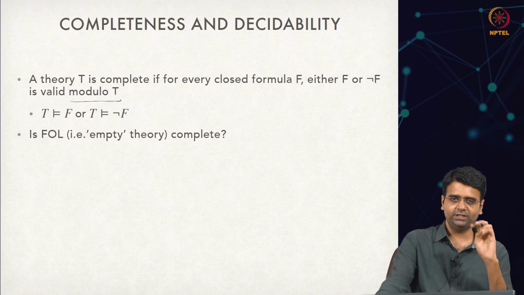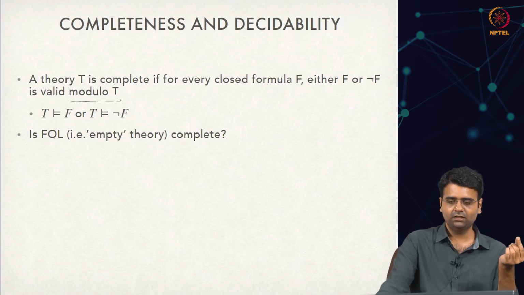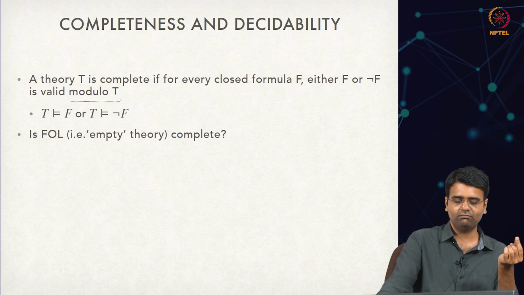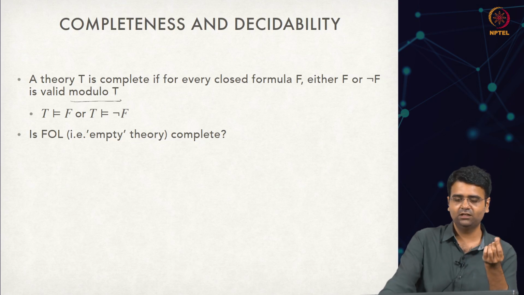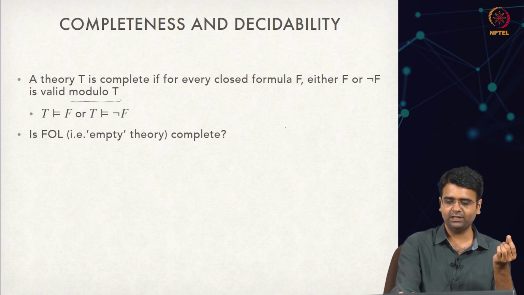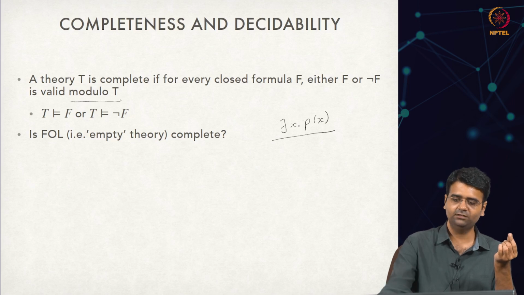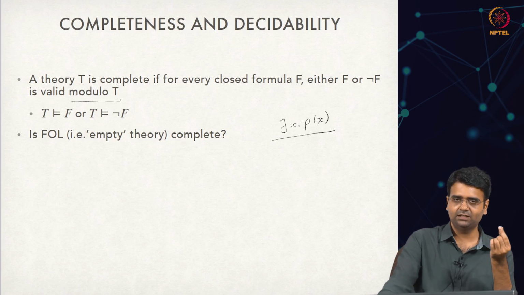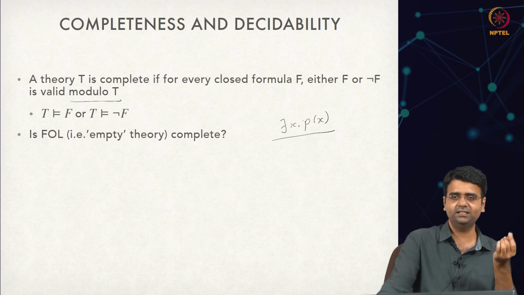Okay. So if you think about this question, are there closed formulas for which either that formula is valid or its negation is valid? So this is clearly not true. Because, for example, I can just consider the simple formula, there exists x P(x). So this formula is not valid. Why is it not valid? Because there is an interpretation which falsifies this formula.